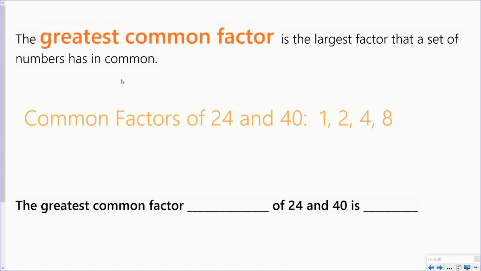The greatest common factor is the largest factor that a set of numbers has in common. So again, here's my list of common factors of 24 and 40. Now I want to look at the greatest one, or what's the biggest one? Well, that happens to be 8. So the greatest common factor, or for short, we use the initials GCF, of 24 and 40 is 8.